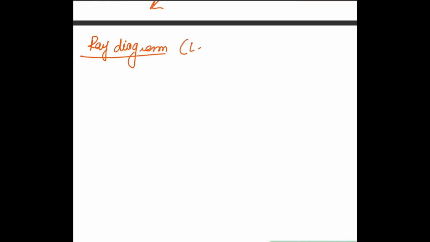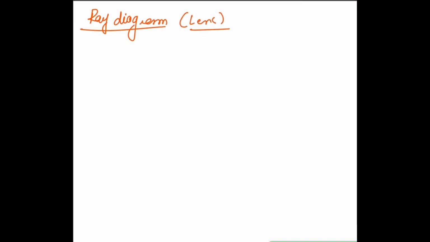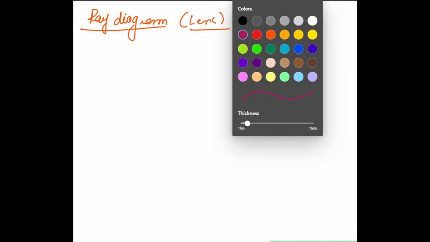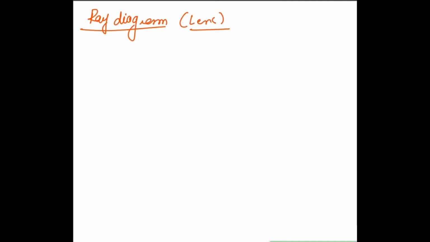Ray diagram of lens. So it has three rules. The rules are not mentioned in the book. I figured them out as a student when I was giving my O levels.